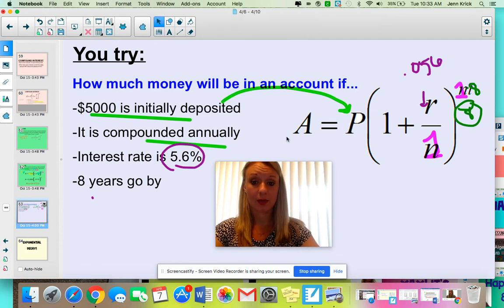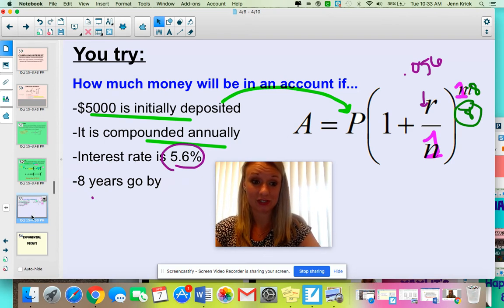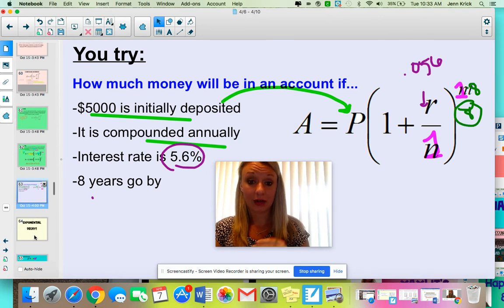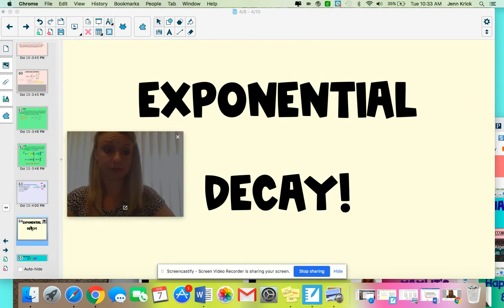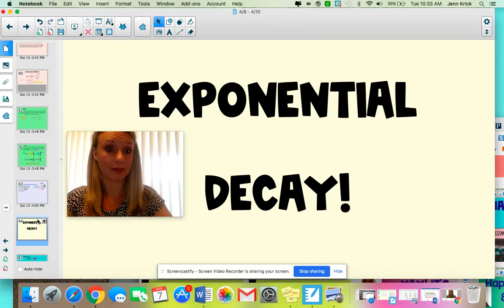So on your assignment, not only will you have to identify what each variable represents, but you also have to solve a few problems to find that compound interest. Okay, that was all for exponential growth. Now we're going to look at what exponential decay looks like. Okay, it's obviously kind of like the opposite.